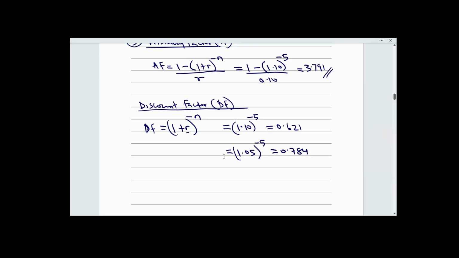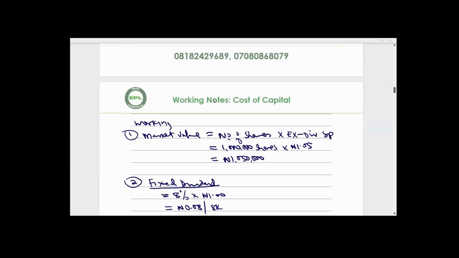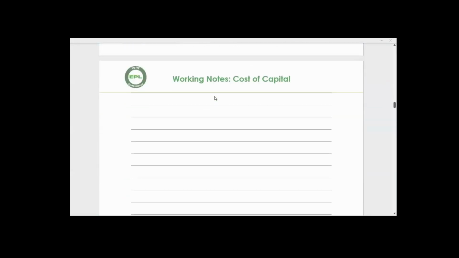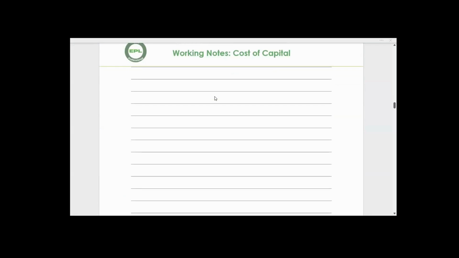Okay, good. Now let's talk about cost of irredeemable preference share. That's where we are going to call it a day. When we get to weighted average cost of capital, you are going to see a bigger question under cost of preference share. All right, but for now, let's move. Let me explain cost of irredeemable preference share.